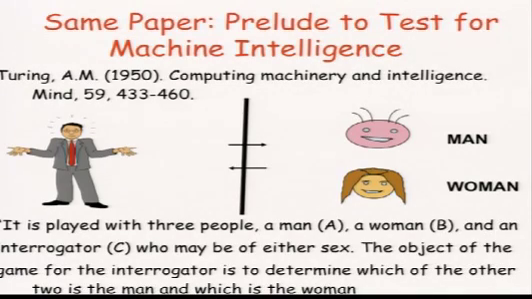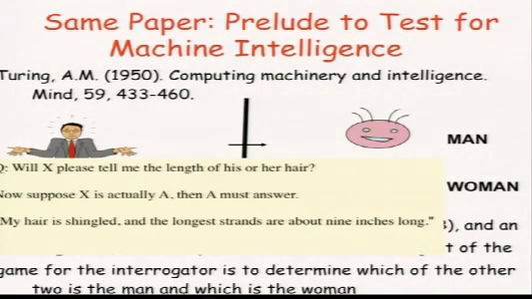He says, let's try to think of how we can pretend, how we can make this difficult for the interrogator. And he gives examples of questions that you could ask. For example, here's a question that he gives: "Will X please tell me the length of his or her hair?" And the guy on the other side, he's supposed to not just say long hair or short hair. You could say something like this: "My hair is shingled, and the longest strands are about 9 inches long."